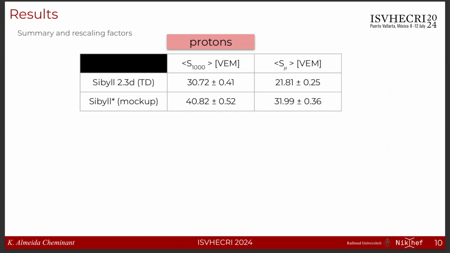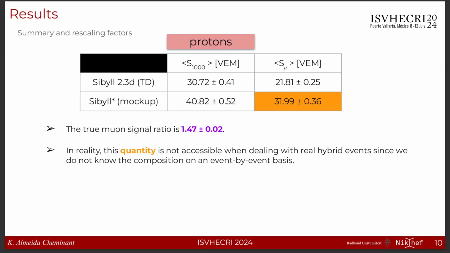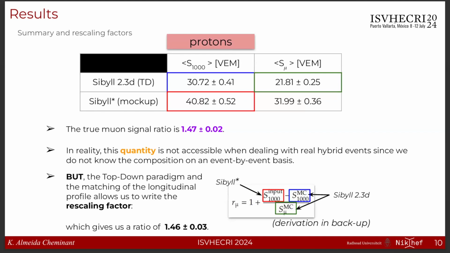Well, since we're working with a mock-up dataset, we can estimate the true muon signal ratio between our input showers and the CORSIKA 2.3D simulations, which is around 1.47. However, in reality, when you work with real hybrid showers, this quantity here, the average muon signal of your input dataset, you don't know it because you don't have an event-by-event identification of the primary mass. But thanks to the top-down paradigm, you can actually skip this parameter and instead work with observables that you actually have access to.